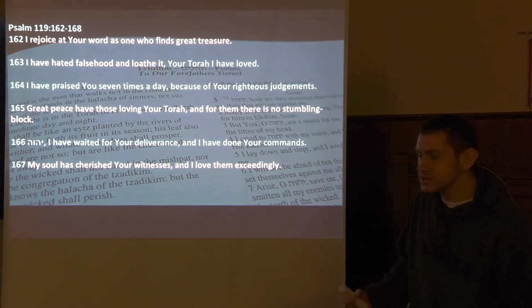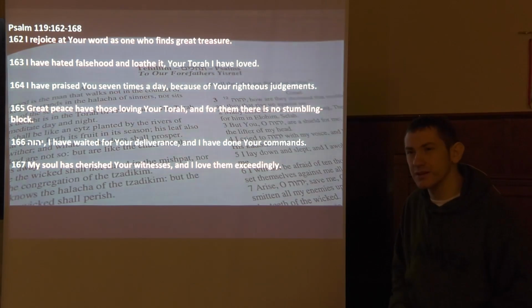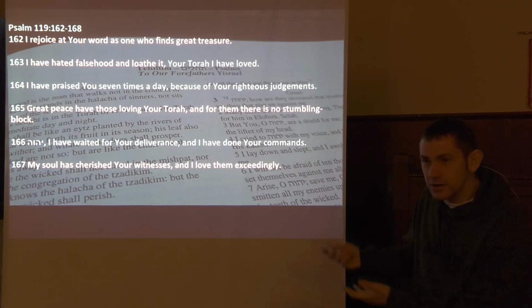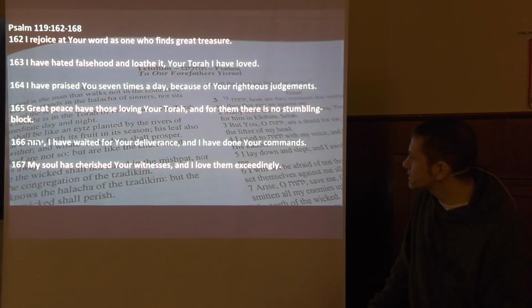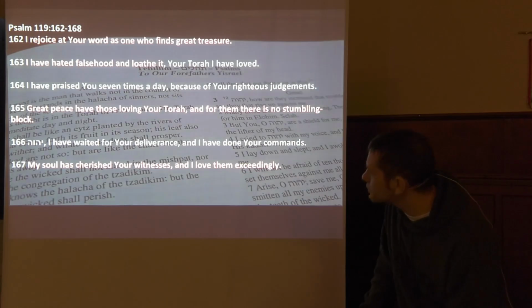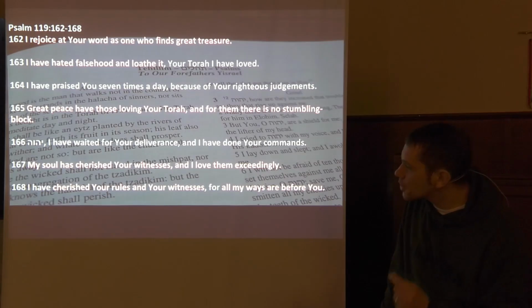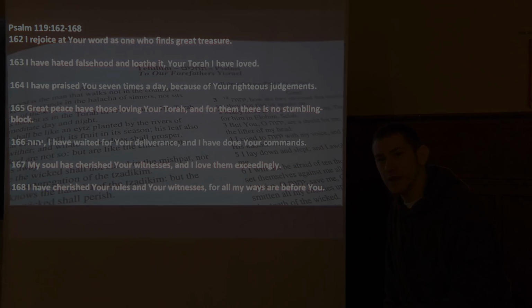My soul has cherished your witnesses. Not kind of my soul has kept or guarded your witnesses. In this context, we can see how this word should be translated. My soul has cherished your witnesses, and I love them exceedingly. I have cherished your rules and your witnesses, for all my ways are before you.